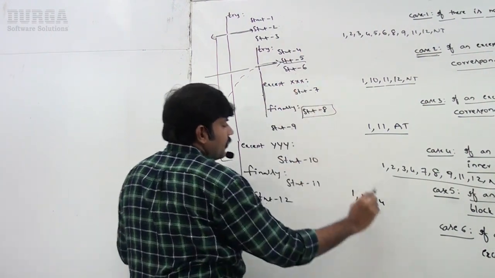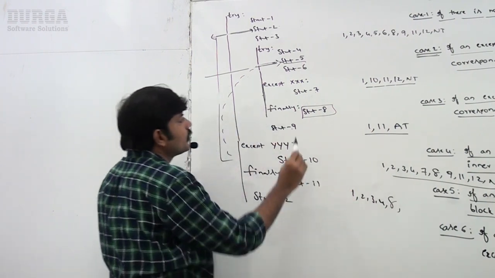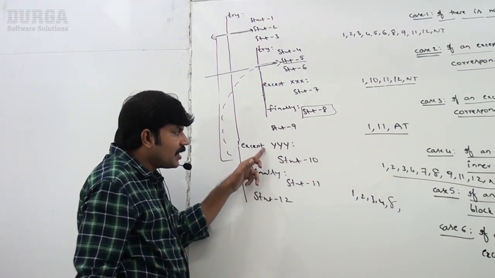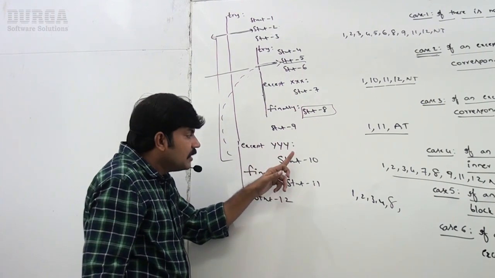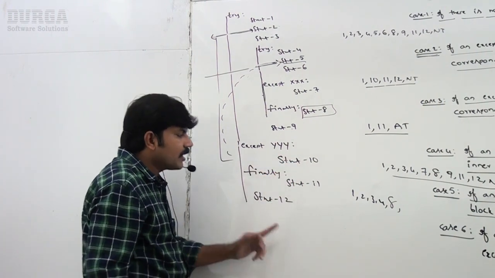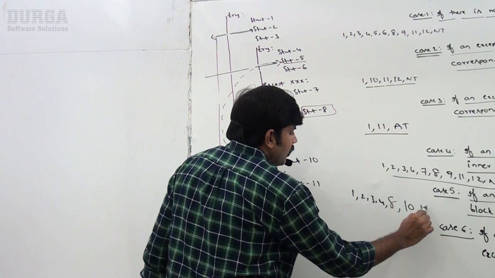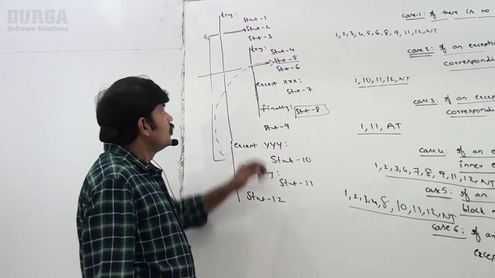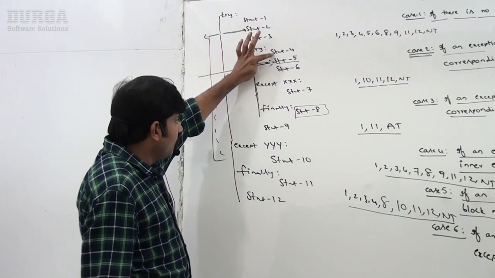So 1, 2, 3, 4, 8. And then the outer except block. Sir, the outer except block matched: 10, 11, 12, normal termination. That's all. So 1, 2, 3, 4.